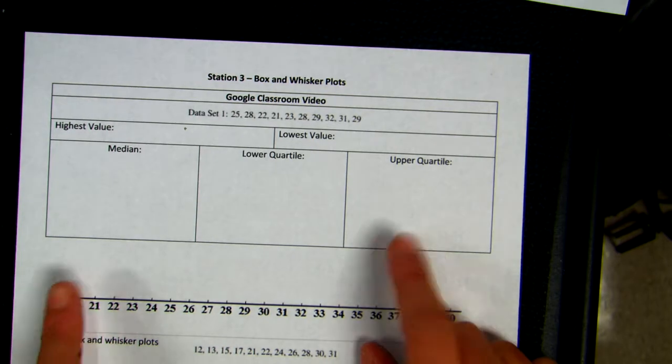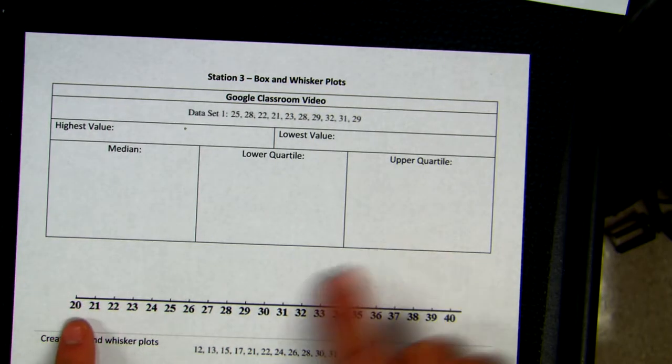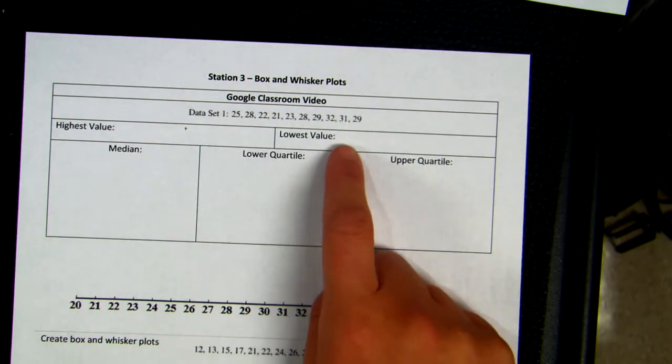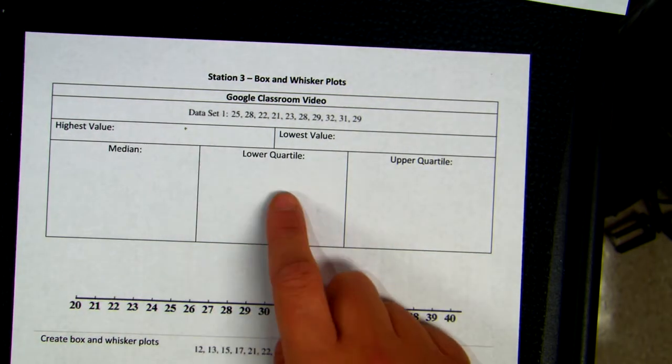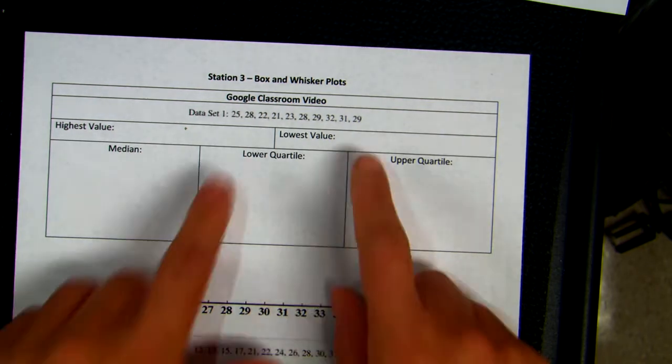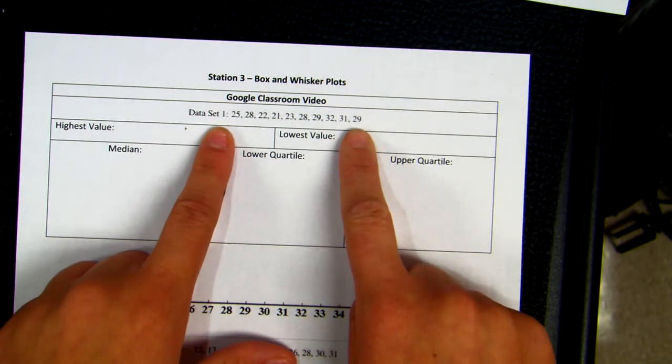So here I'm looking to make my box and whisker plots. In order to draw those, I need to calculate 5 values. Highest value, lowest value, median, lower quartile, and upper quartile. And then I'm going to draw it down here. So we're working with this data set right here.